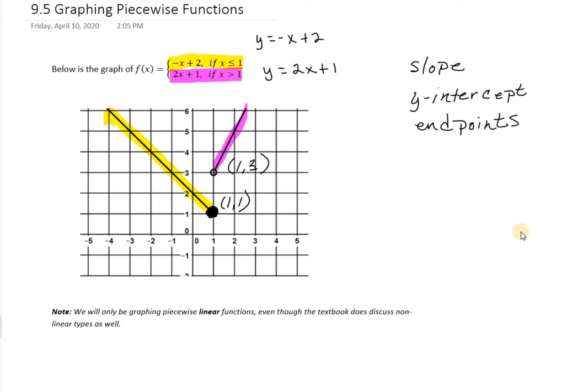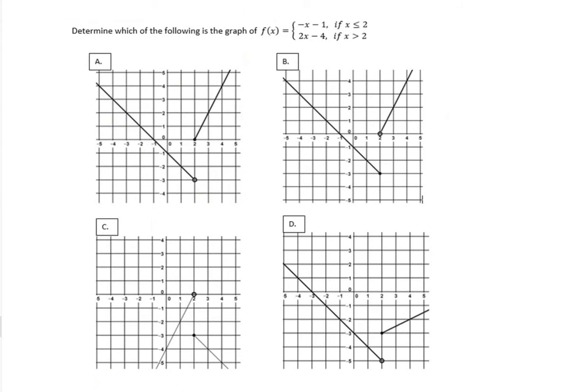Remember that this is a function, so every time I have one input, I have one output. So I can't have (1, 1) and (1, 3) on my graph. It would not pass the vertical line test. In the equation of this yellow part up here, it says x is less than or equal to 1. So the 1 is going to be included on that yellow line. So pay special attention there to those endpoints. All of the problems that you're dealing with in my math lab are going to be multiple choice.